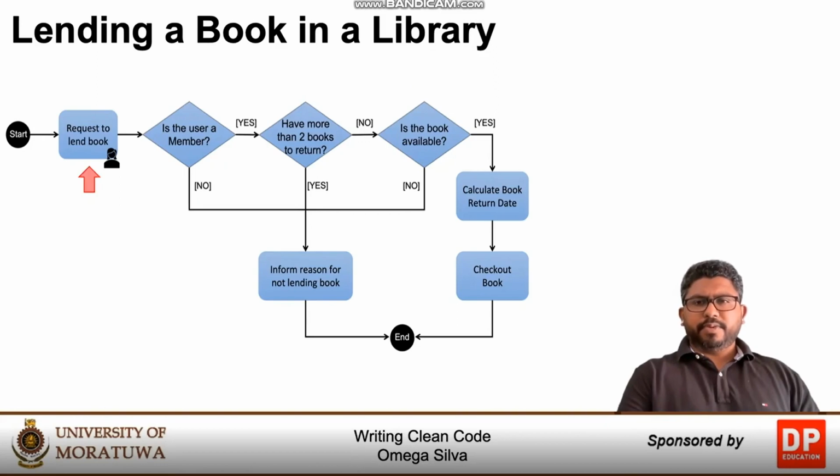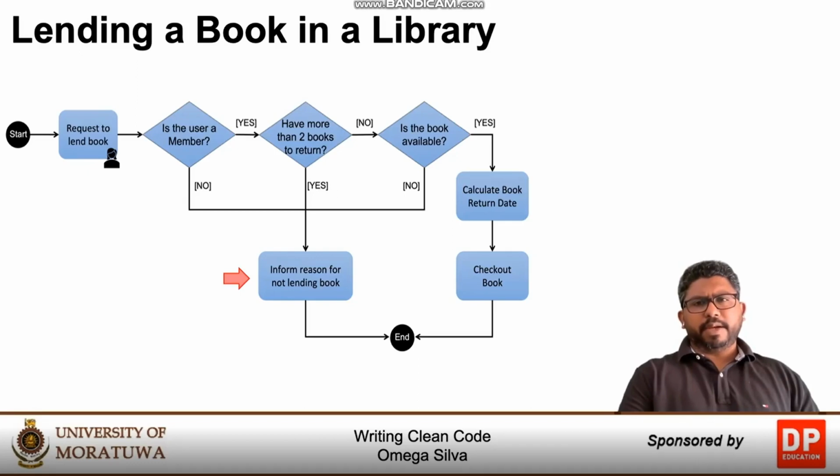The scenario starts with a user of this online library management system requesting to lend a book. Once the request is being made, the system checks whether the user is an actual member, and if so, whether the member has already lent 2 books, and if not, whether the requested book is available. Then it calculates the requested book's new return date and then assigns the book to the member, assigns the new return date, which we call as the checkout process.